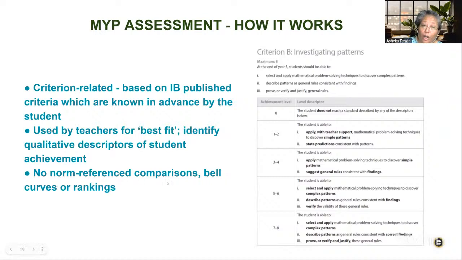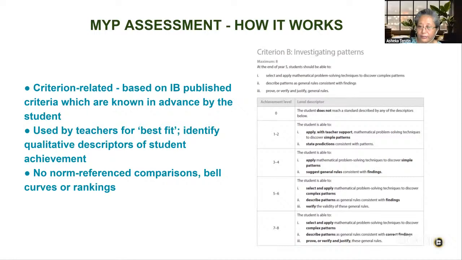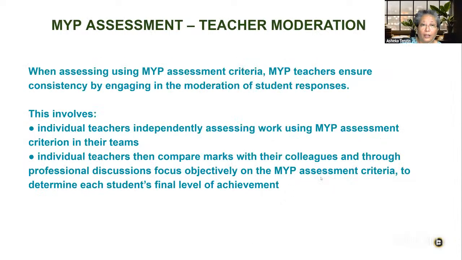So there is no norm-referenced comparison. There is no bell curve or rankings if you are going to do criterion-based assessment. Okay, so it's not like a 10 on 10 or 5 on 10. There are no marks. These are different levels. Now, what is important there? Your 7 may not be my 7, right? So that's why what you need to do is moderation.